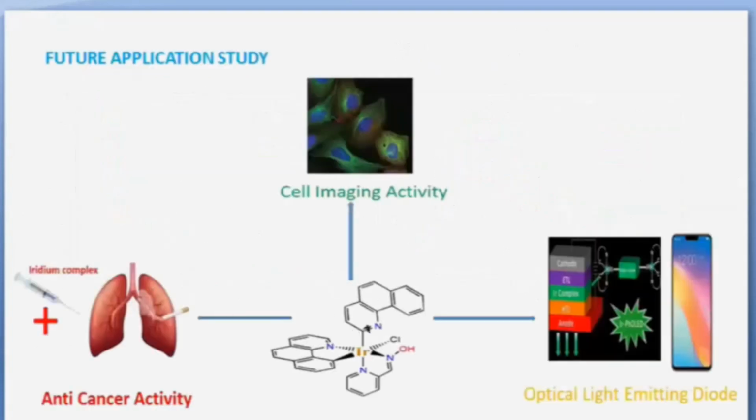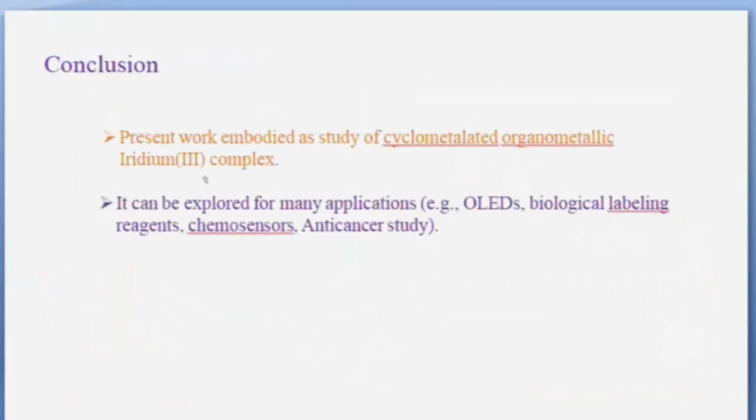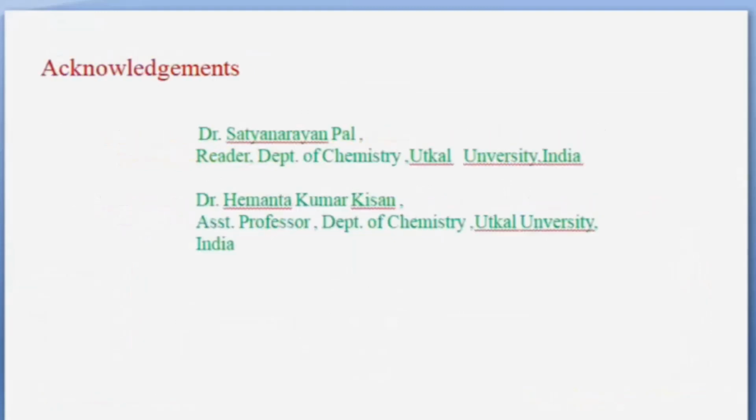So the complex produced by me can be used in cell imaging, OLED, and anti-cancer activity. But I have not studied the application yet. It is in process. Anti-cancer activity is undergoing, and I will do other activities in the future. So, conclusion: my present work is all about cyclometalated organometallic iridium complexes, and it has applications in biological labeling, chemosensors, OLED, and anti-cancer. I acknowledge my guides, Dr. Satyanarayana Pal and Hemant Kumar Kisan. This is all about my small presentation, and thank you.